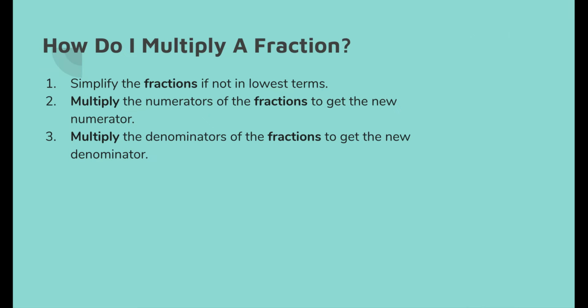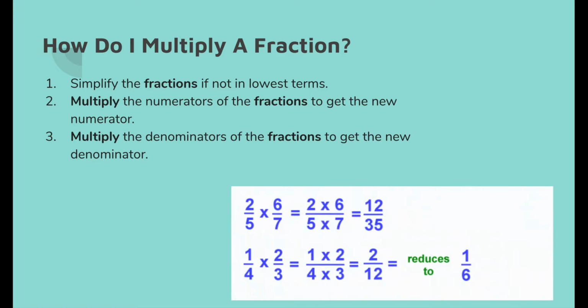So, how do I multiply a fraction? Well, you're going to follow these three steps. First, you're going to simplify the fraction if it's not in the lowest terms, okay? Then you're going to multiply the numerators of the fraction straight across to get the new numerator, and then multiply the denominators of the new fractions straight across to get the new denominator. And it's going to look a little bit like that.